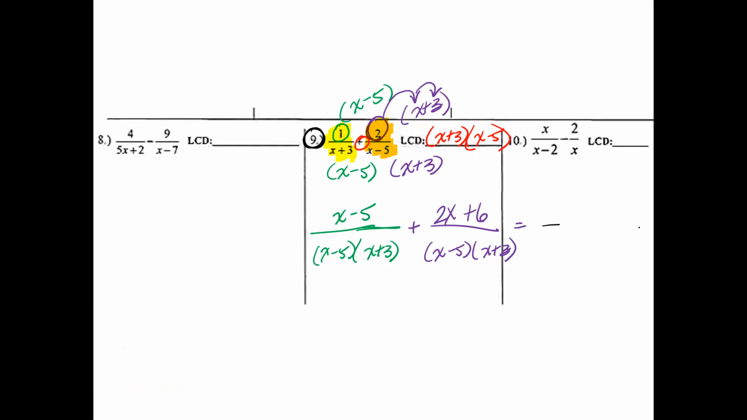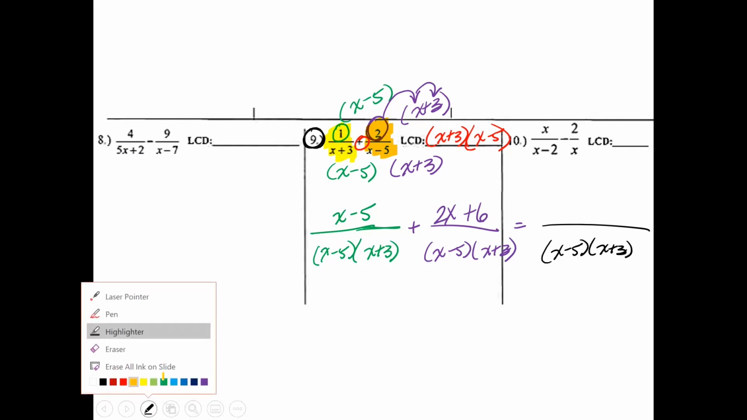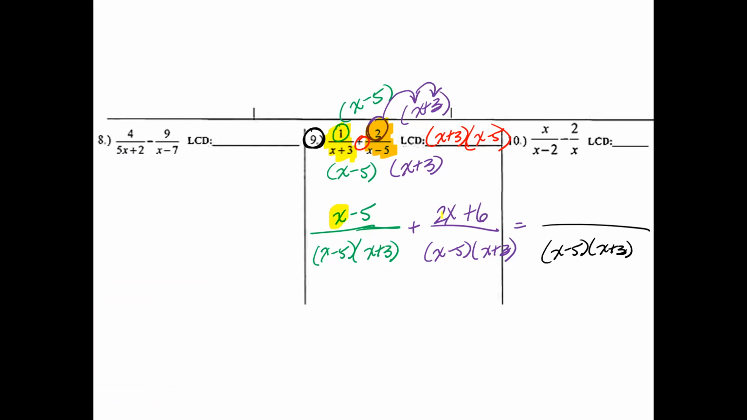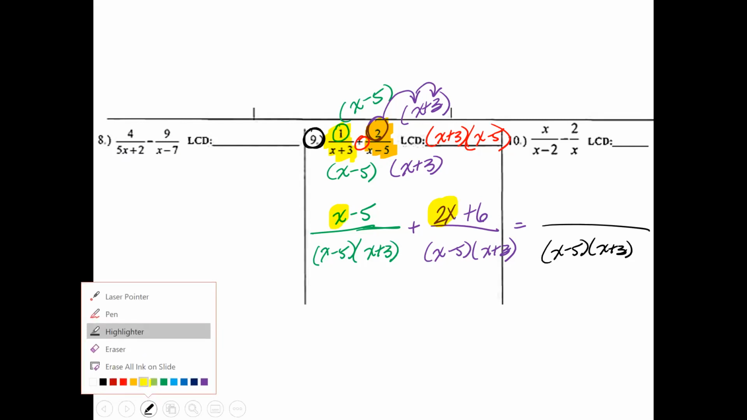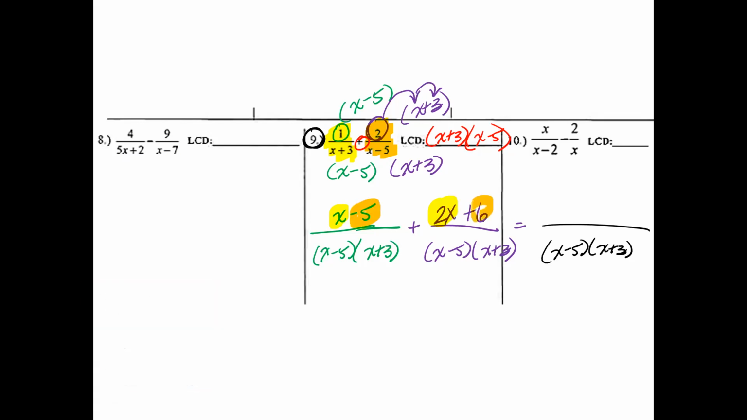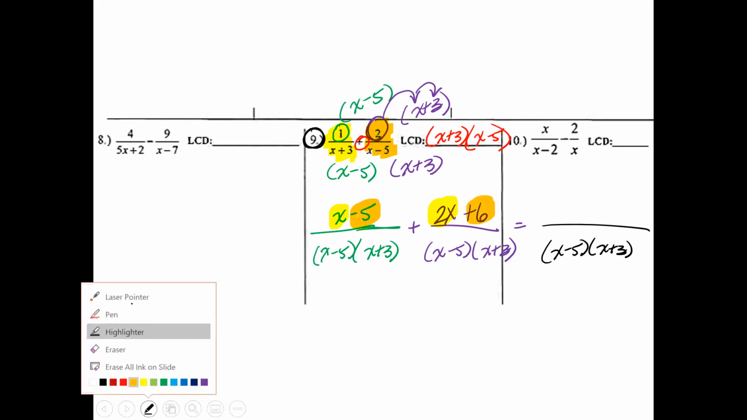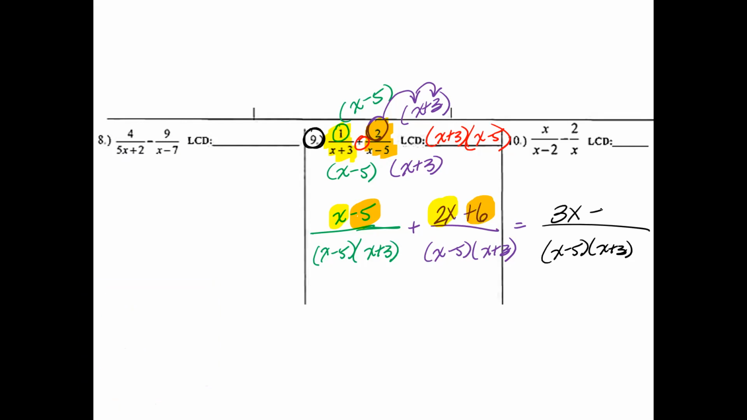Do I have a common denominator? Yes, I do. It's x minus 5, x plus 3, and I just combine my fractions. So I'm going to go ahead and combine the numerator, which is going to be x and 2x, and then I'm also going to combine negative 5 and positive 6. And then when I do that, that gives me 3x plus 1. And that's my answer.